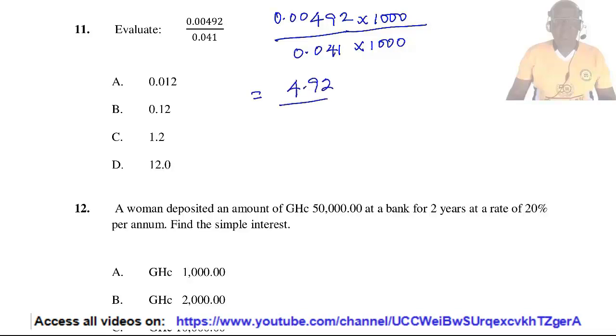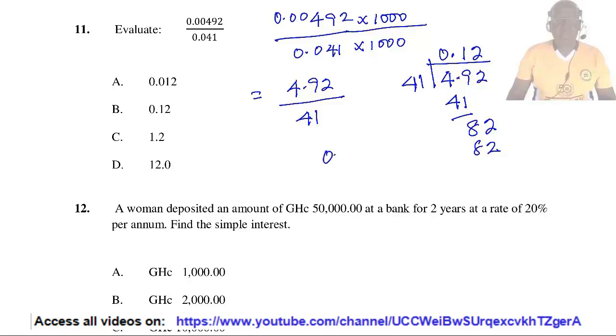So we shall get 4.92 divided by 41. Now let us use the long division method. 41 into 4.92, 0 over here, then 1, 41. Difference is 8, and then 2, then 2, 82. So the answer is 0.12, which is B.